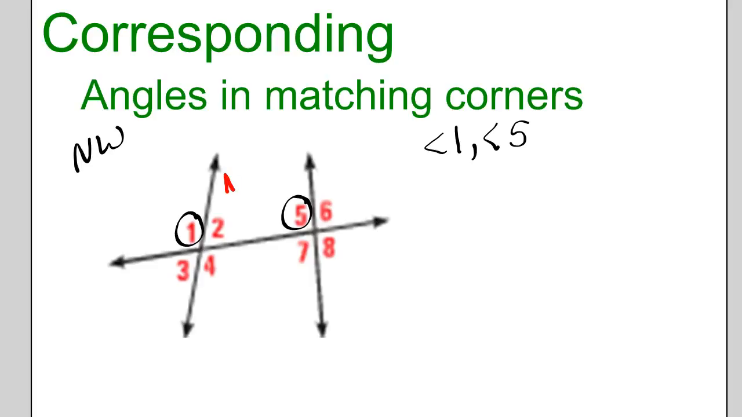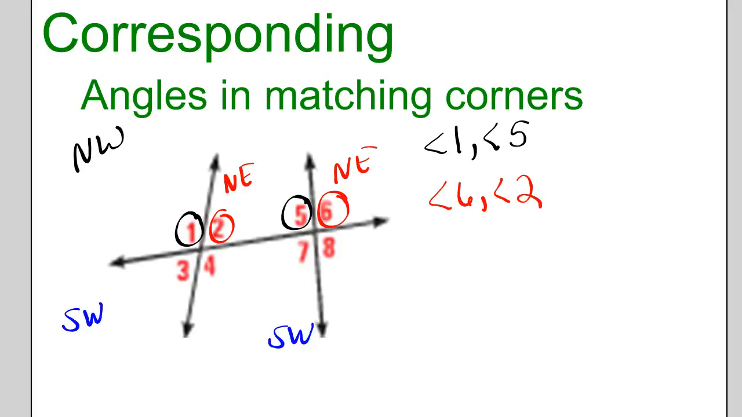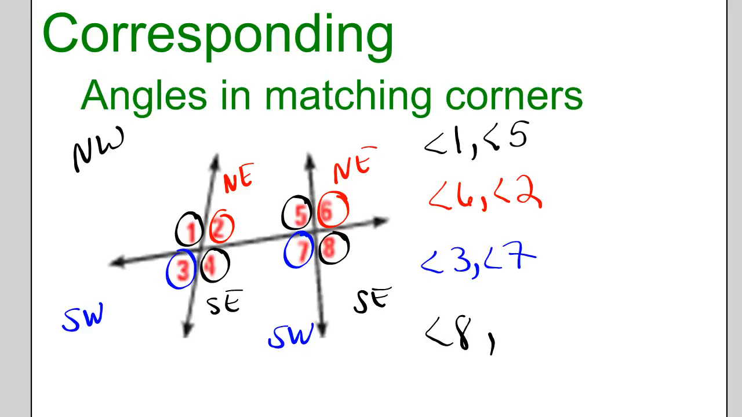But who's in the northeast corner? Angle 6 and angle 2, they're corresponding. So if I put direction over here, this must be the southwest corner, which means this is the southwest corner. So angle 3 and angle 7. And then I've got southeast corner, 8 and 4. So each set of those pairs are corresponding angles. If you think about them as an intersection, that helps me remember.